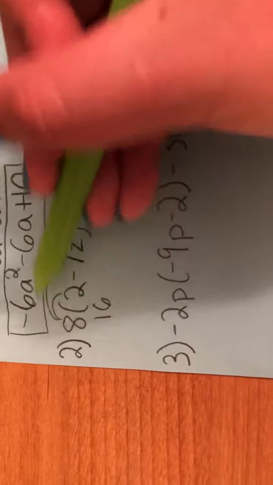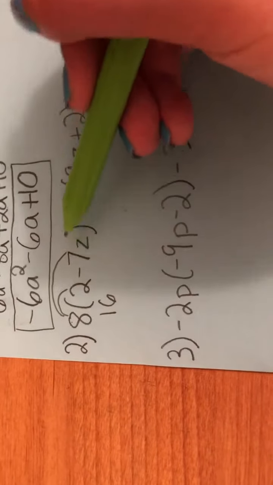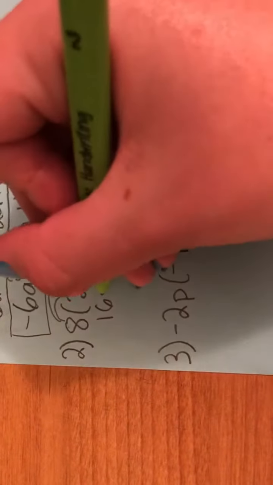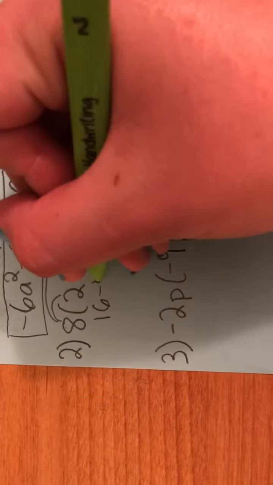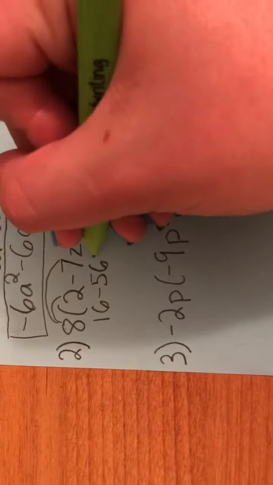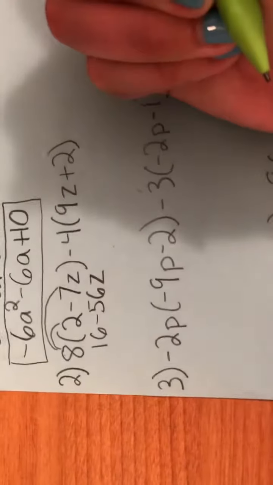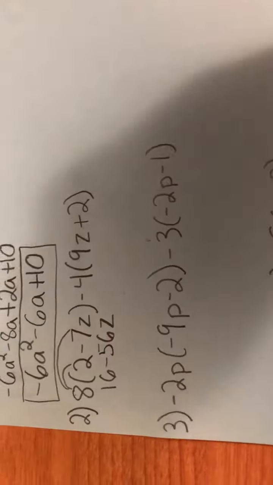So once we distribute that 8, we're going to distribute it to the negative 7z. So we're going to get negative, because a positive times a negative is a negative, 56, and then there's 1z. Then we go on to the second part.